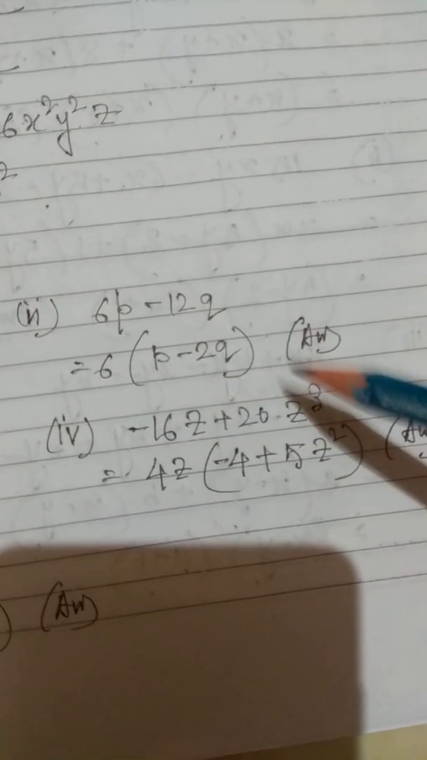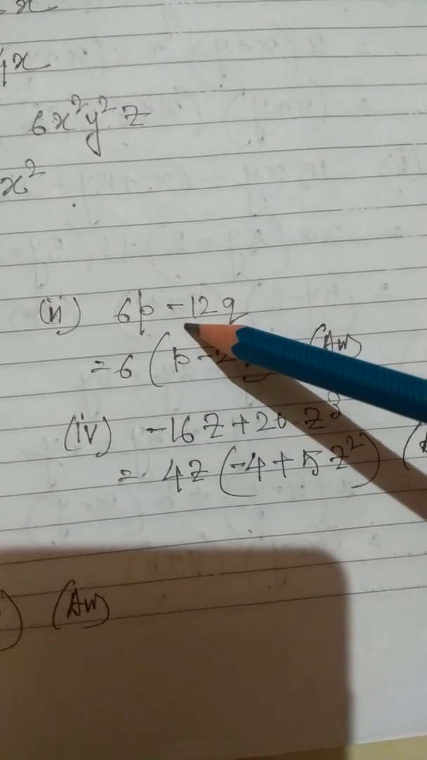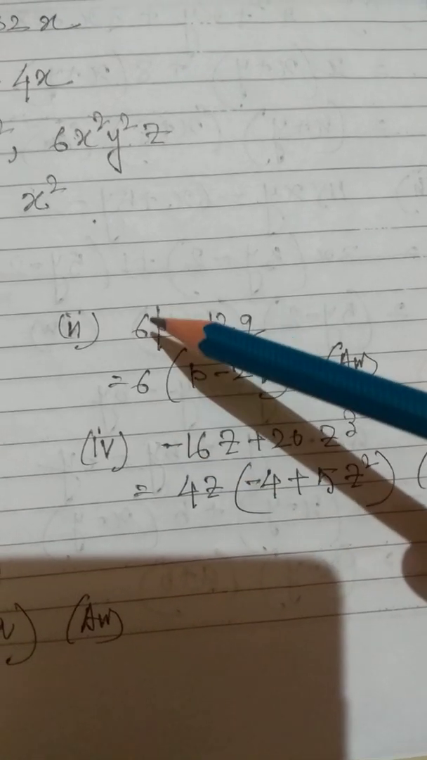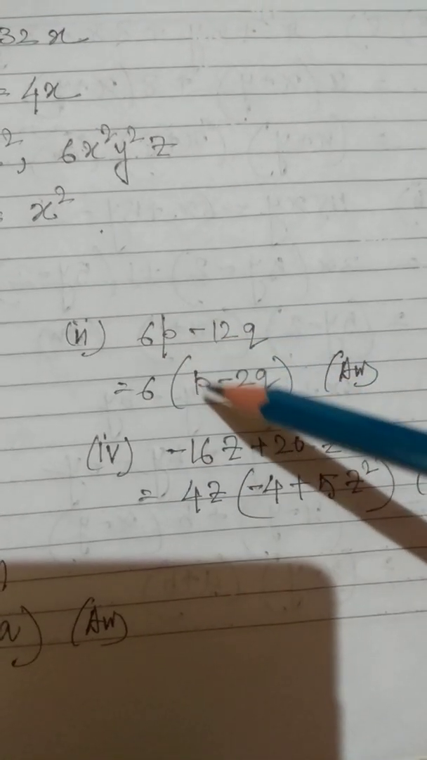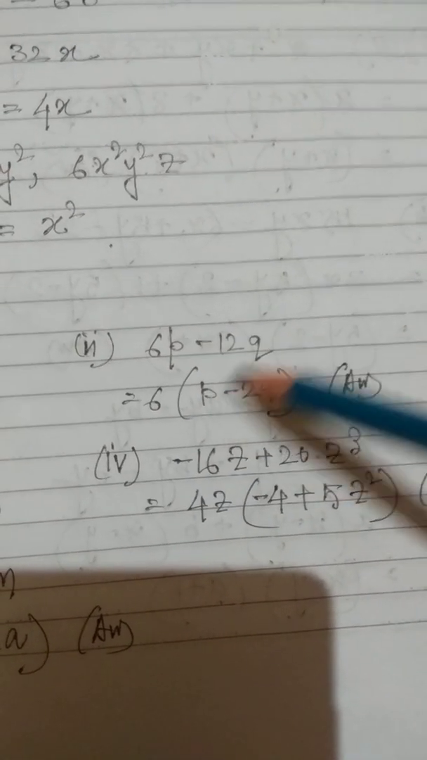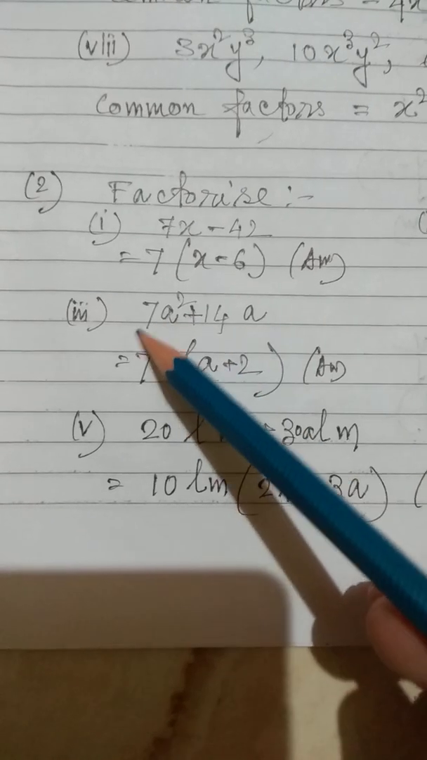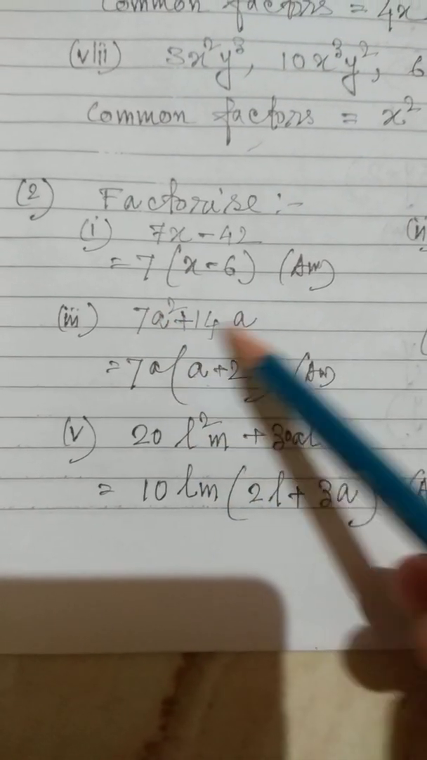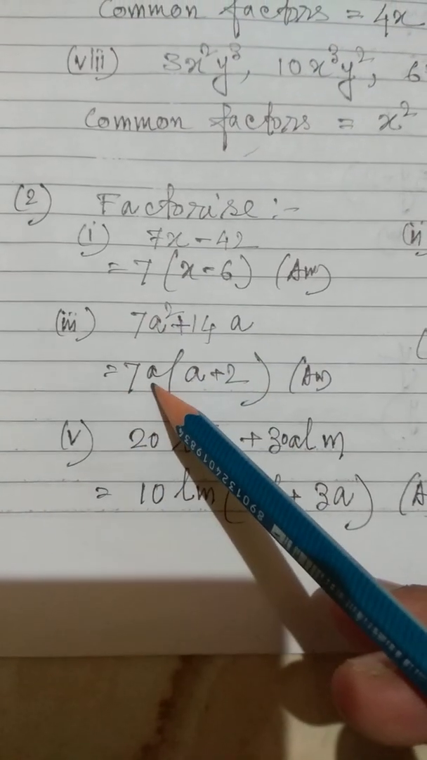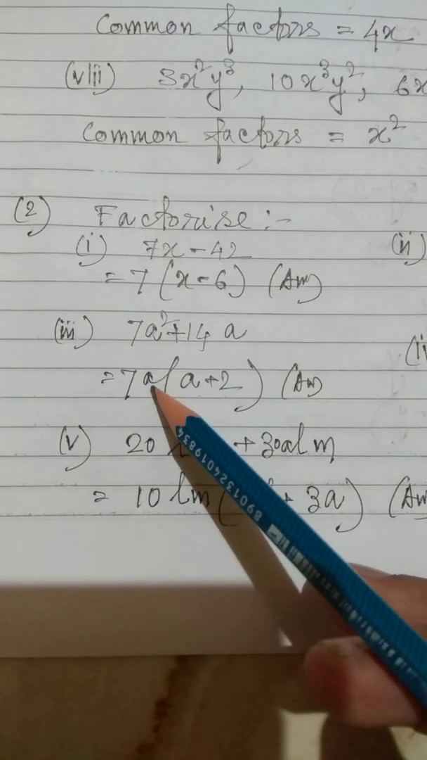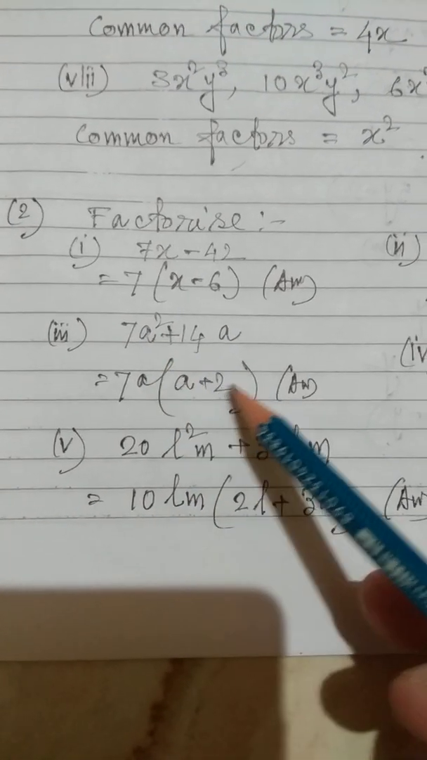Roman 2. 6p minus 12q. So 6 is the common factor. When you divide 6p by 6, it is p, and 12q divided by 6 is minus 2q. So 6 into p minus 2q. Question number Roman 3. 7a square plus 14a. So 7a is the common factor. Divide the first term and the second term by 7a. Then the quotient is a plus 2. So 7a into a plus 2.